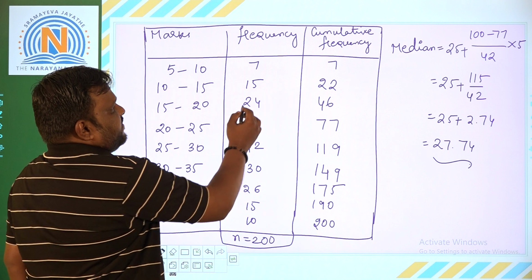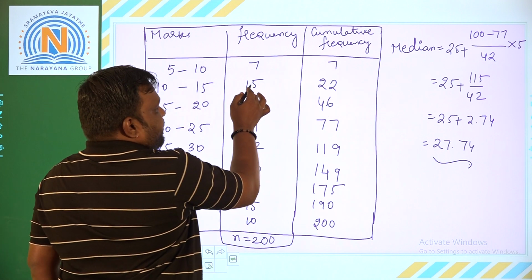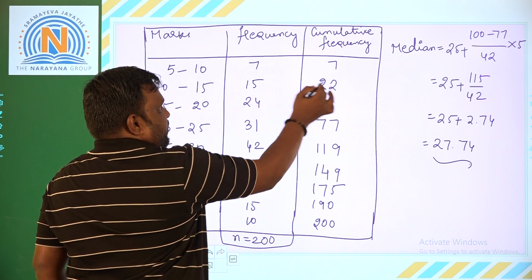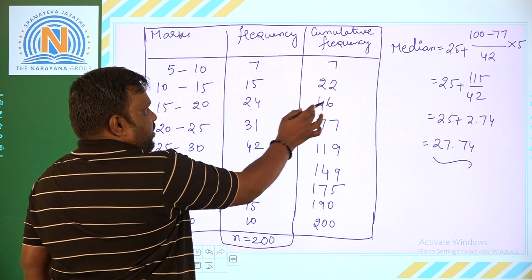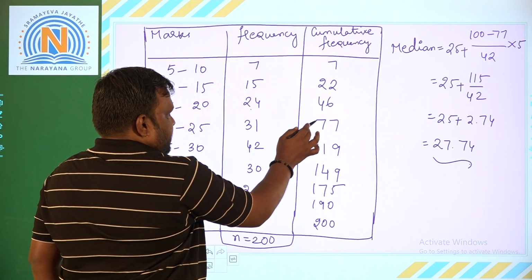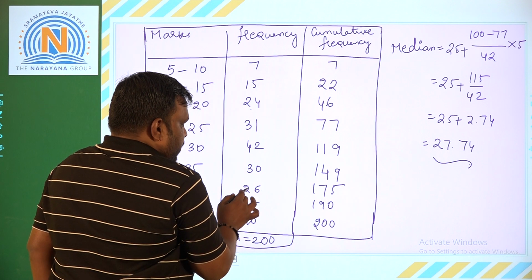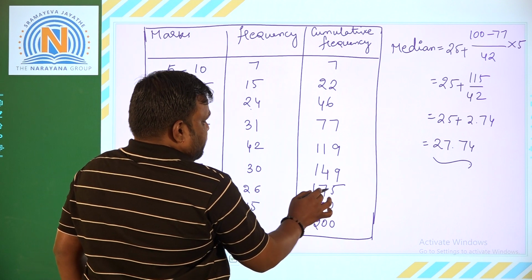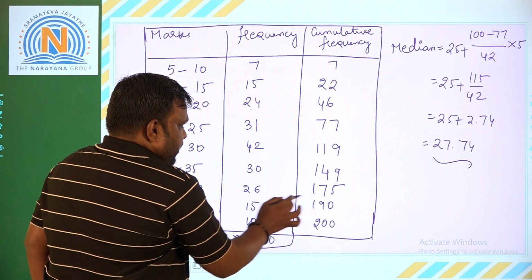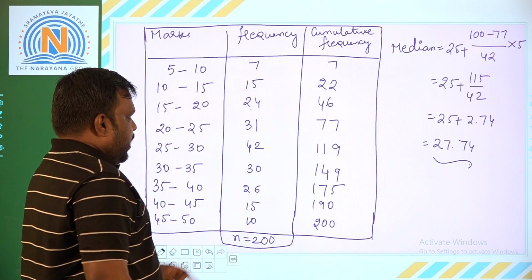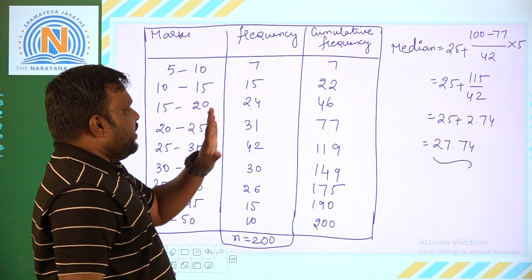Now the cumulative frequency part. First one will be 7, then 15. So the next one will be 7 plus 15 is 22, 22 plus 24 is 46, plus 31 is 77, plus 42 is 119, plus 30 is 149, plus 26 is 175, plus 15 is 190, plus 10 is 200. Now we got the value of n as 200.